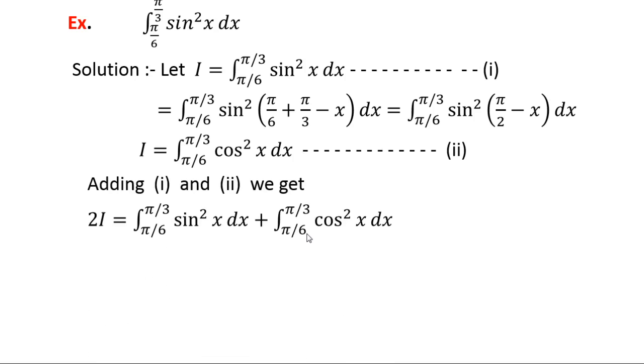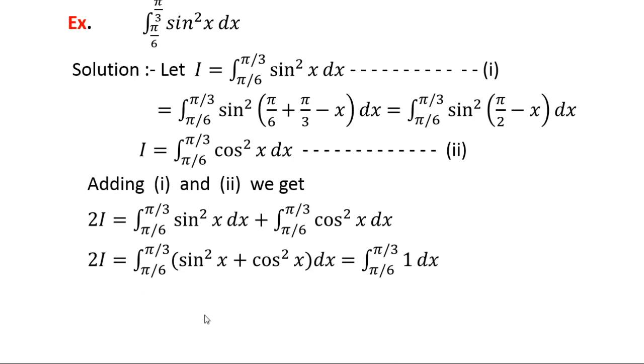So adding 1 and 2, on the left side I get I plus I, 2I, and integration sin square x plus integration cos square x. You can take them under a single integral sign and write sin square x plus cos square x. But the value of sin square x plus cos square x is 1. So I have to just integrate 1. That will give me the value of 2I.